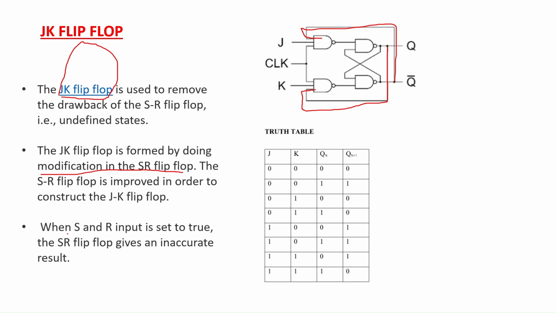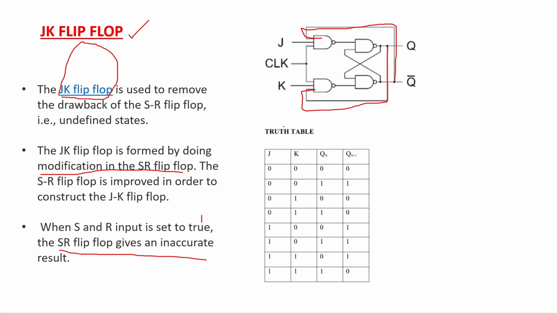This is the drawback of the SR flip-flop. When S and R inputs are both set to true, that is 1, the SR flip-flop gives an inaccurate result. The output of the SR flip-flop will be inaccurate. To overcome this, we have designed the JK flip-flop.